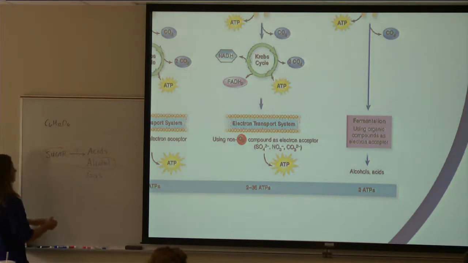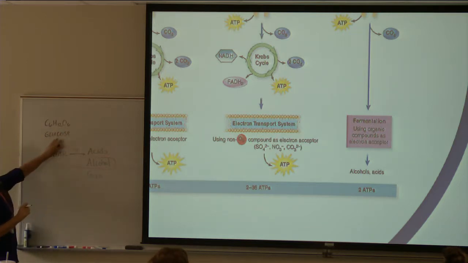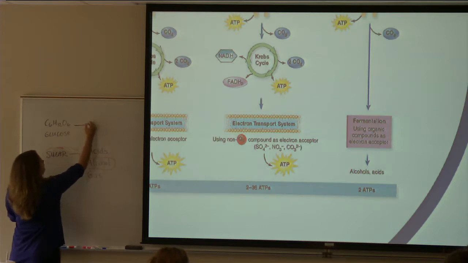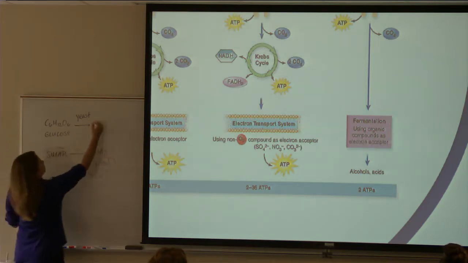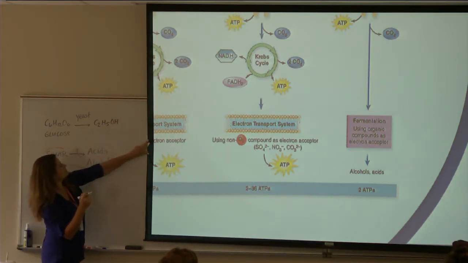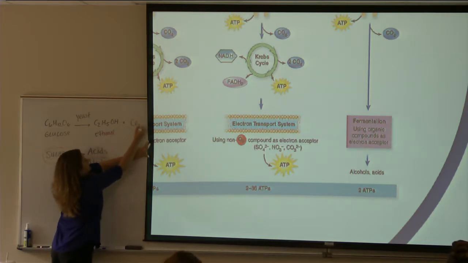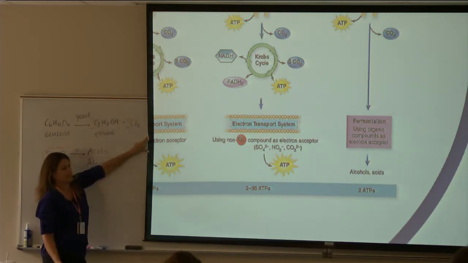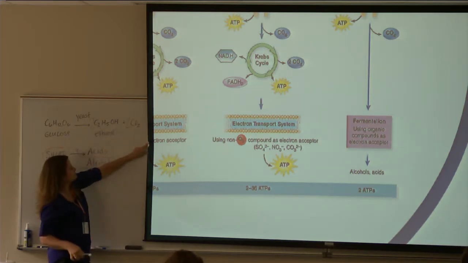Okay, so what we're going to do is take glucose. We'll do this lab on Tuesday. We're going to take sugar from grape juice. We are going to use yeast, a specific kind of yeast, and we are going to produce C2H5OH, which is ethanol, and CO2, which is carbon dioxide gas. We can balance it. It is incomplete oxidation of glucose. We're not completely breaking down glucose. It's incomplete.